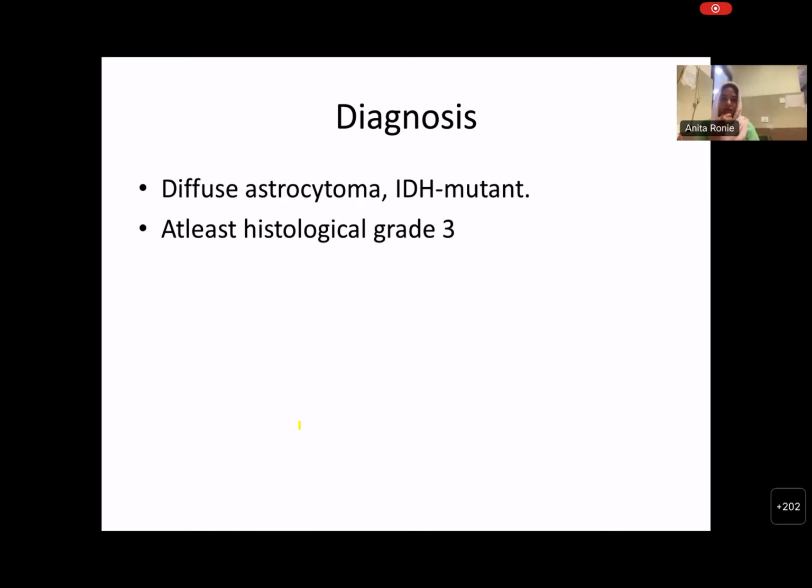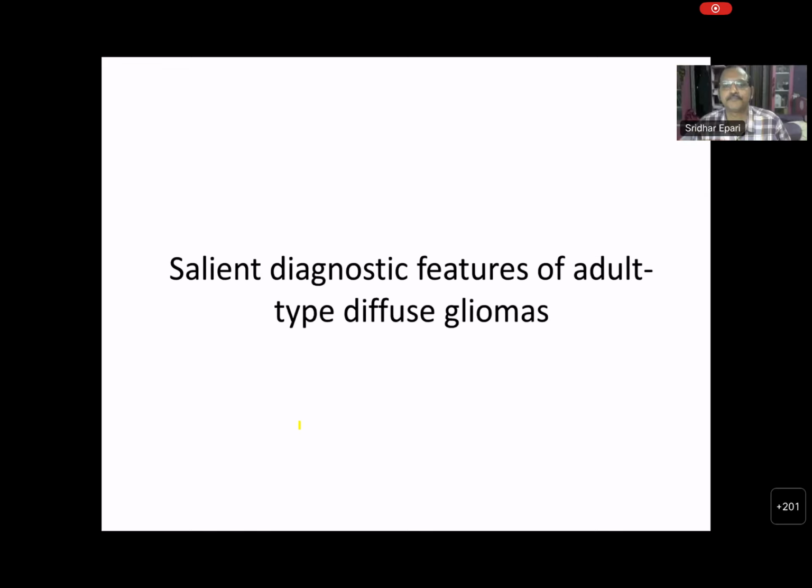Yes. Are there any questions? Pooja, chat box? Yes, sir. Can reactive gliosis be IDH1 positive? Anybody from the group? Somebody has asked a question: can reactive gliosis be IDH positive? Reactive gliosis.